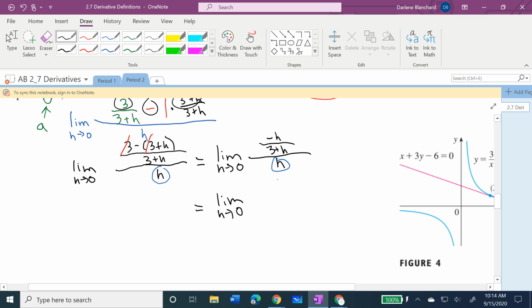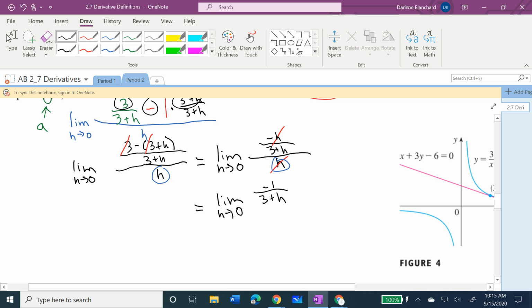Because again, when it's 0 over 0, it is called, anyone? What's 0 over 0 called? Woo-woo! Indeterminate form. And then these h's are going to cancel. Canceled way too softly. Hold on. These h's are going to cancel, and that will leave me with a negative 1 over 3 plus h.